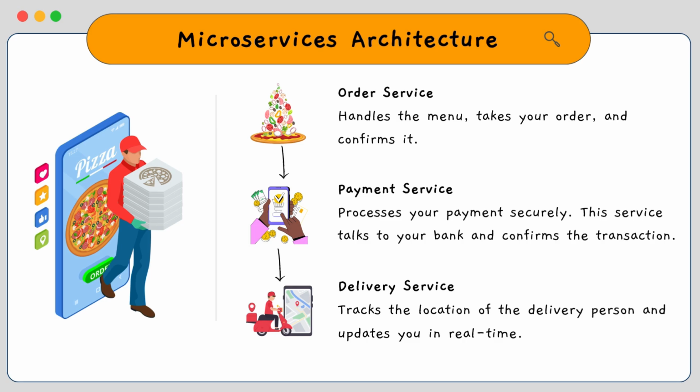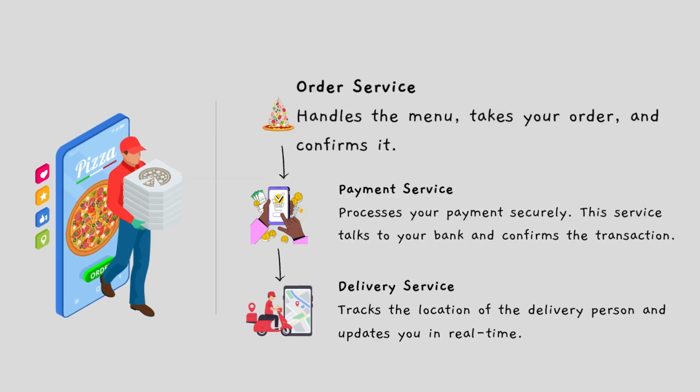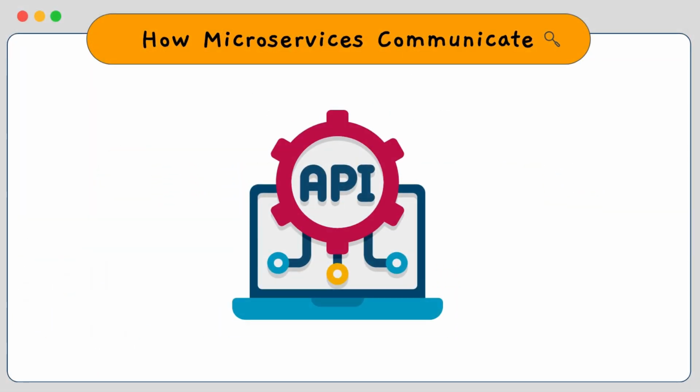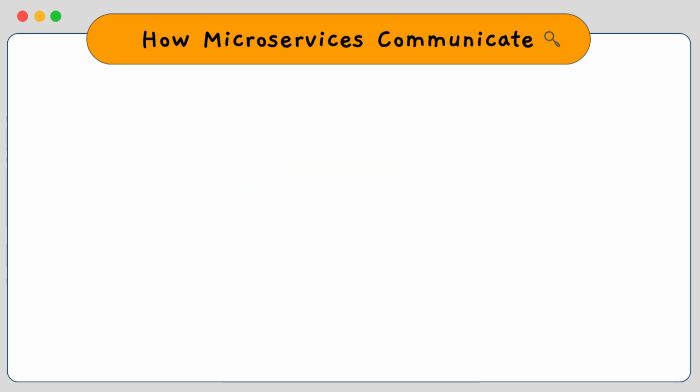These services are like teammates in a relay race. Each does its part, passes the information to the next, and together, they ensure you get your pizza. Here's a key question. How do these services work together? They communicate through APIs, which are like messengers that pass information between services.